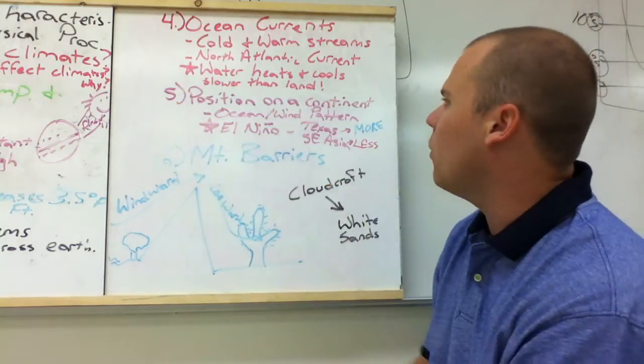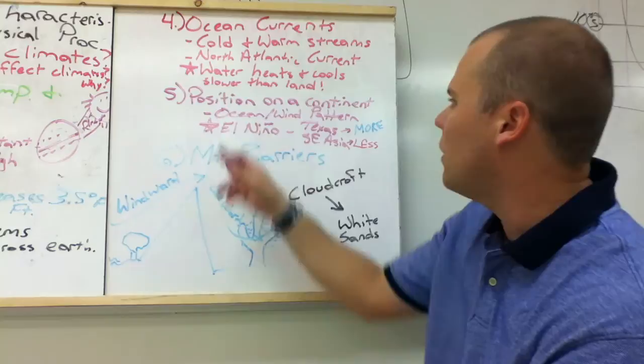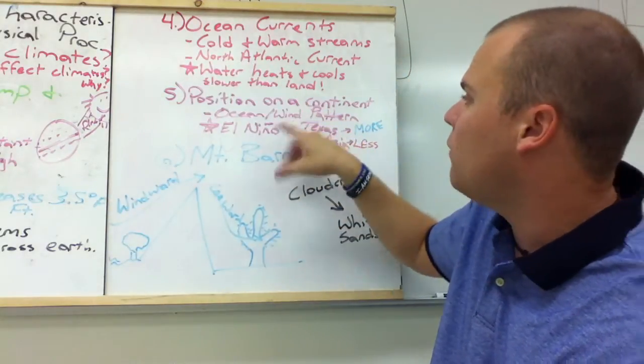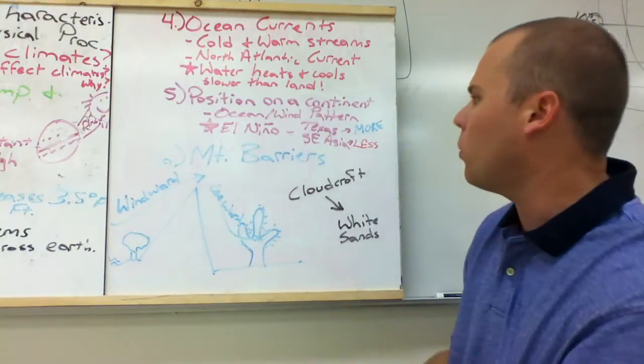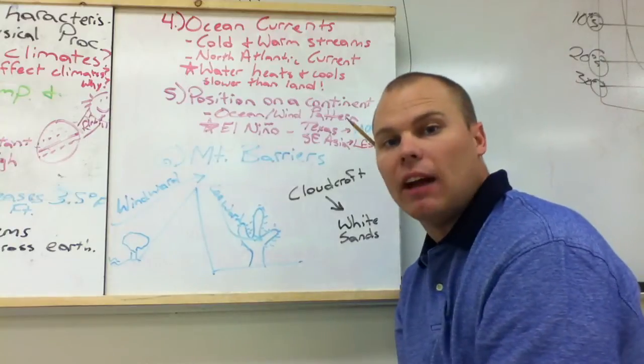Now, moving on to El Nino. Your position on a continent could also affect your temperature or your climate. For example, if you're next to this ocean current, it could be warmer or colder. If you're in the position of the continent where the wind pattern has changed, it could be warmer or colder. For our purposes in Texas, there's a good example of the El Nino.